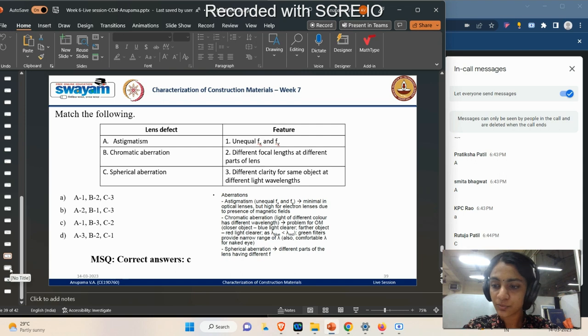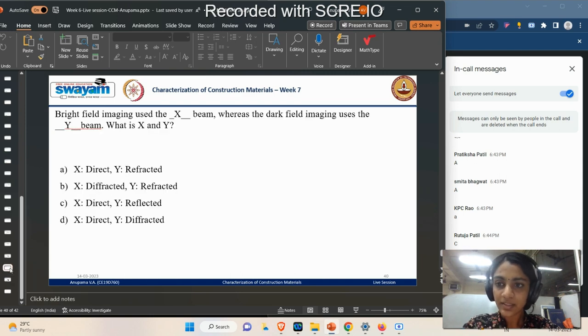Okay, so let's move to the last question for today. We have different types of imaging. One such imaging is bright field imaging and dark field imaging. The bright field imaging uses X beam, whereas the dark field imaging uses Y beam. What is X and Y? X is a direct beam, Y is a refracted beam, or X is a diffracted beam and Y is a refracted beam, or X is a direct beam, Y is a reflected beam, or X is a direct beam and Y is a diffracted beam.